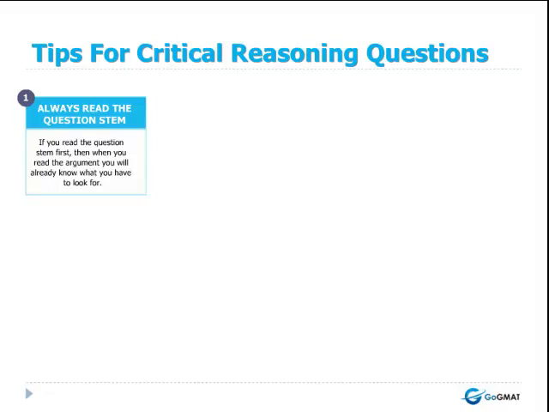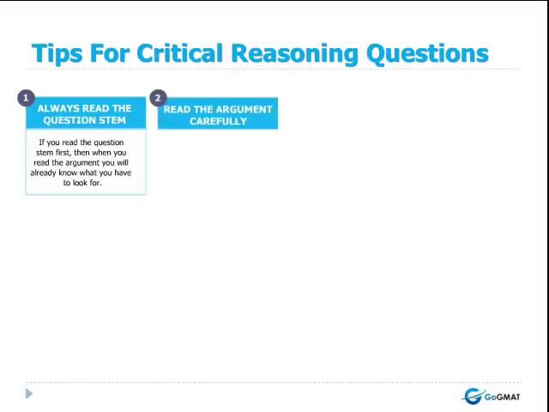to look for. For example, if the question stem asks you to identify the flaw in the argument, then while you read the argument, you will be looking for reasoning errors. If the question asks you to draw a conclusion, then you will pay extra attention to the information or evidence in the argument, and so on. There are different question types requiring different approaches that we will cover in detail, but for all question types, you should read the question stem first and only then proceed to the argument.